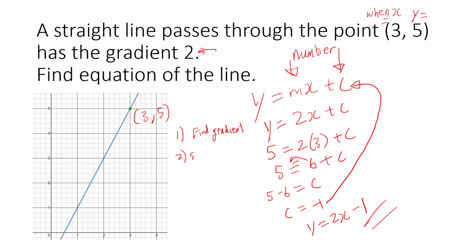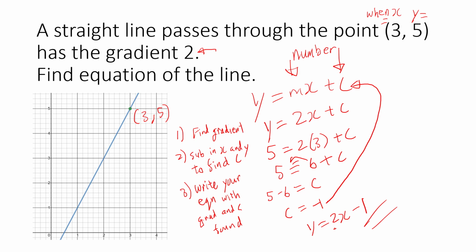Second is sub in x and y to find c. Then finally, write your equation with gradient and c, or the y-intercept found, which is like this. The gradient is 2, the intercept is -1.